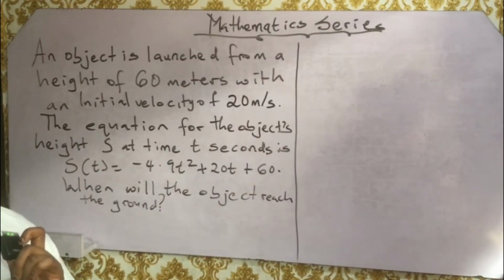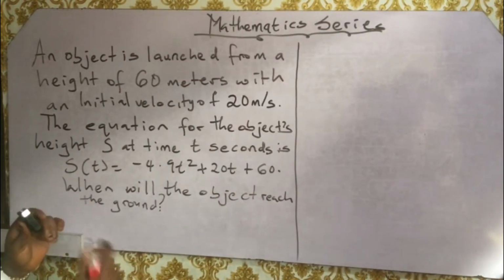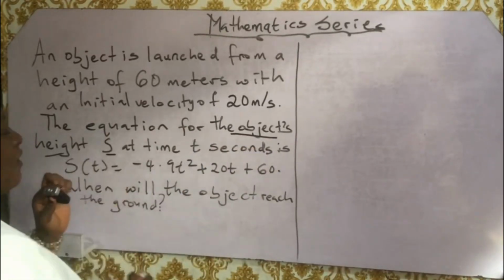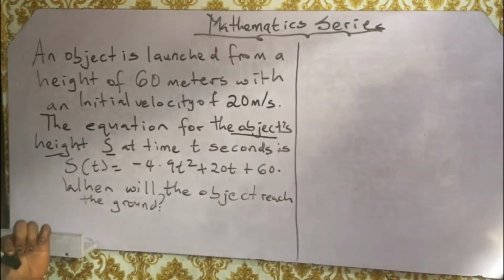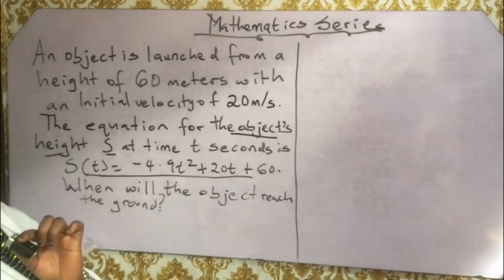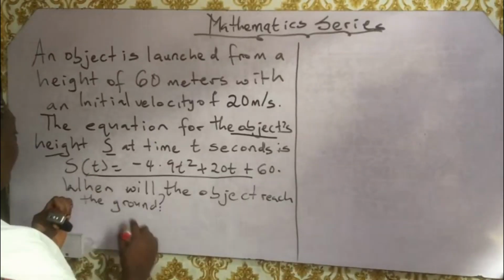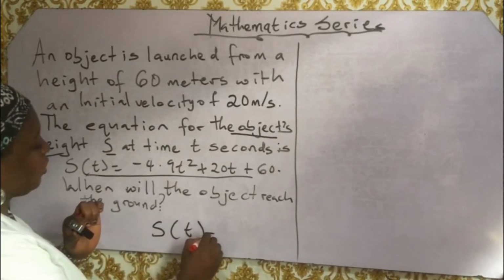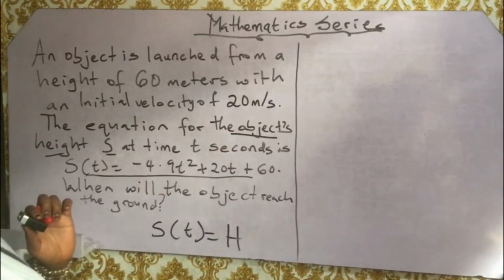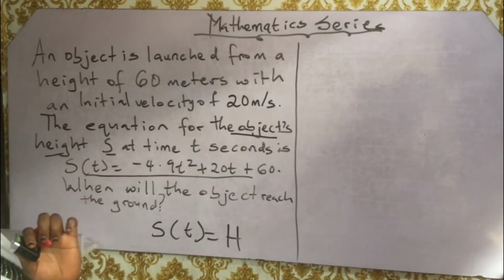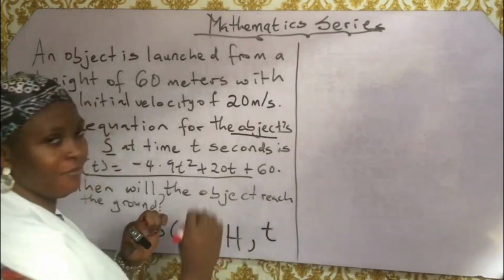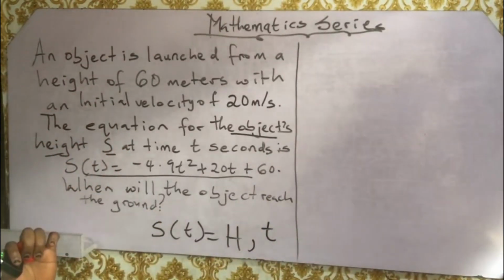Now let's interpret the question together. The first thing is the equation for the object's height s, that is the height of the object at time t, is represented by this equation. Meaning this equation, s as a function of t, is equal to what? The height. Now the question is saying, when will the object reach the ground? When is referring to time.